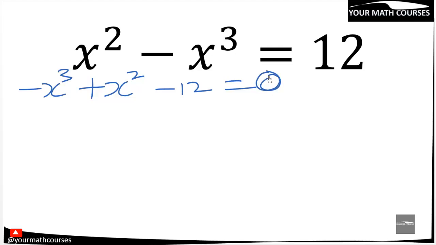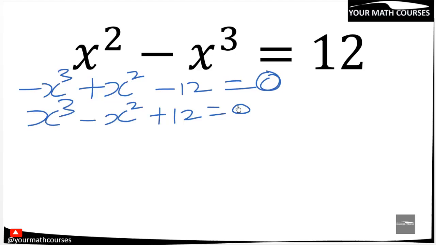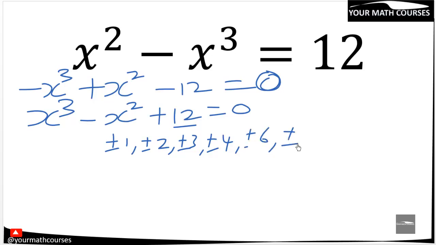So what we can do next is to multiply through by negative 1. That will give us x cubed minus x squared plus 12 is equal to 0. So the possible rational roots are factors of 12, which are plus or minus 1, plus or minus 2, plus or minus 3, plus or minus 4, plus or minus 6, plus or minus 12 itself.